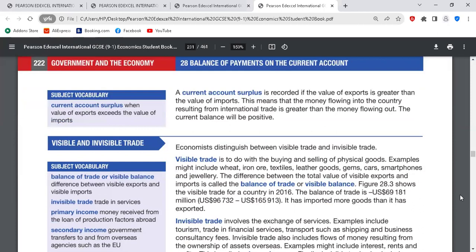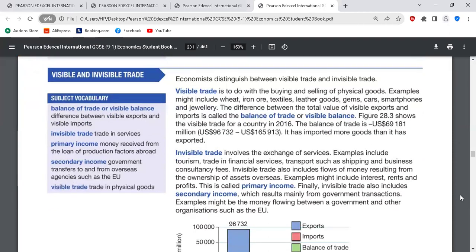Export is money that comes into the country. Import is money that goes out of the country. I think that is the same as what we just said here. So go to visible and invisible trade. Are you there?